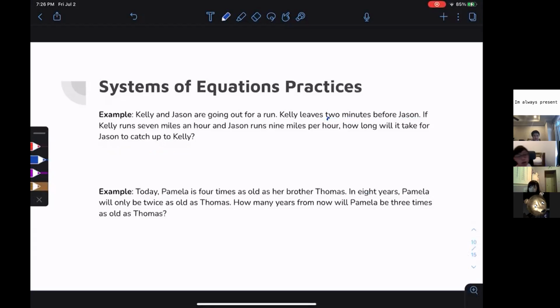Overall, today we'll be doing quite a bit of practice on word problems that can be solved with systems of equations for the next couple of slides. And as always, privately send me your answer once you're done.